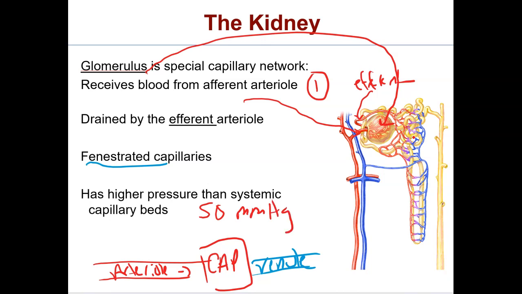You might remember when we looked at the capillary network, at the arterial end, we said it was somewhere around maybe 35 pushing out, remember, hydrostatic pressure, and then it fell once we got to the venule. So we have a much higher pressure here, which is very important. When we look at what's happening in the kidneys, you'll be talking about filtration. And you might remember that filtration was pressure driven.